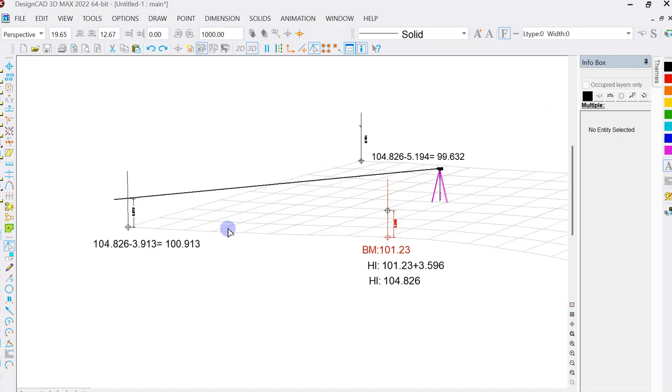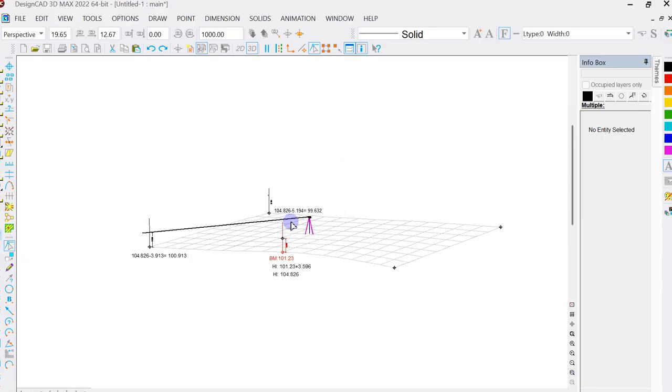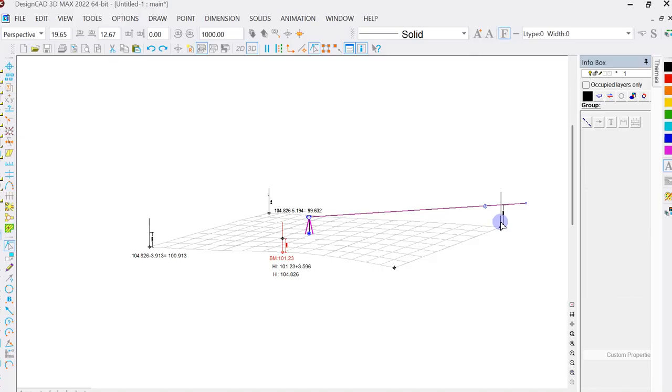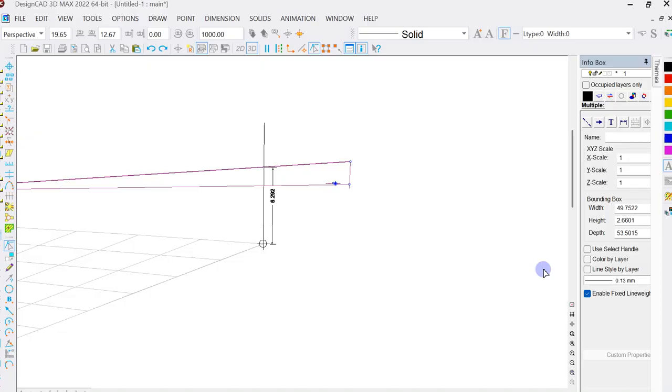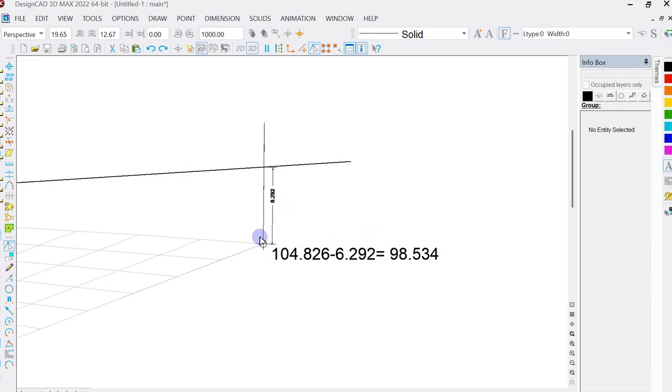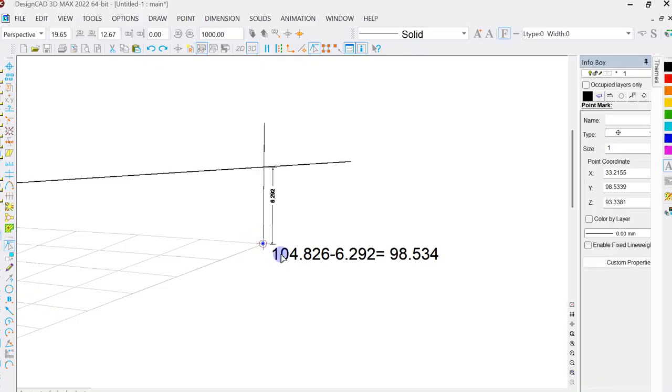Alright, so there you got that one. And then you're going to measure above this point. So you're measuring from the height of instrument down to that point. So you're going to subtract that number again. So there you go, 106.29. So with the height of instrument again, minus that elevation there, will give you the height of that point. The height of that point can be checked by looking here, 98.5339, 98.5339. There you go.